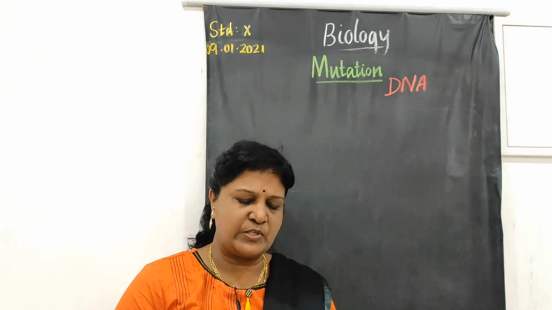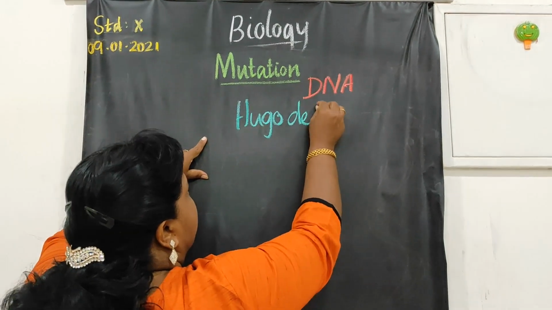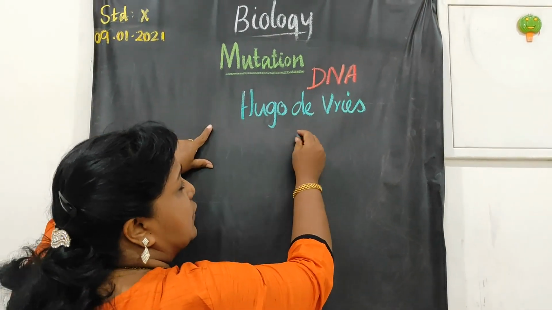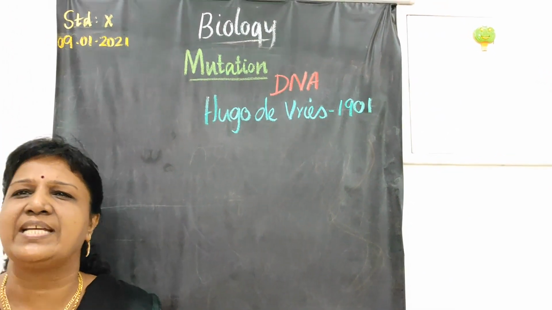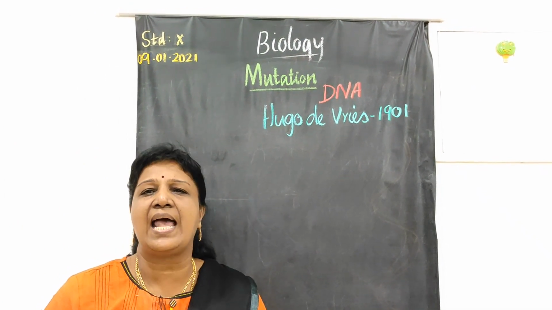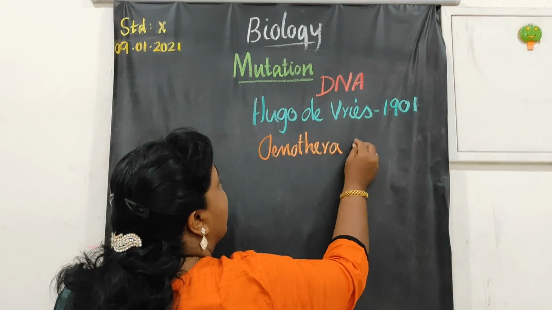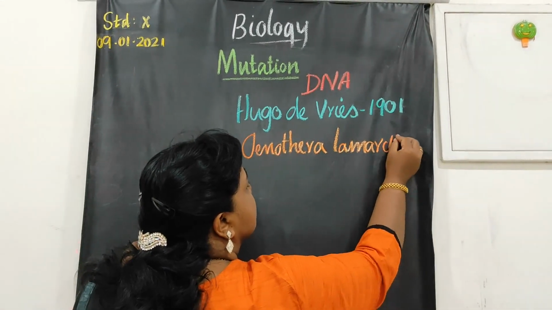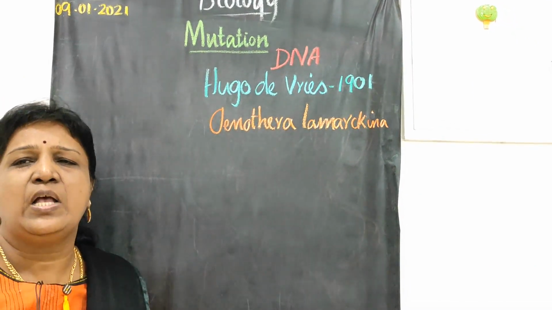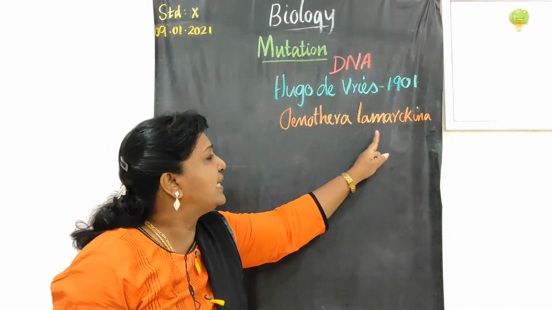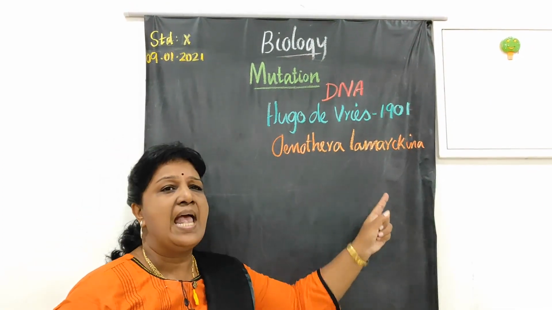The term mutation was first introduced by Hugo de Vries in the year 1901 when he observed the phenotypic changes in the evening primrose Oenothera lamarckiana. So what's the botanical name for evening primrose? Oenothera lamarckiana. Here O silent. Okay. So the botanical name for evening primrose is Oenothera lamarckiana.